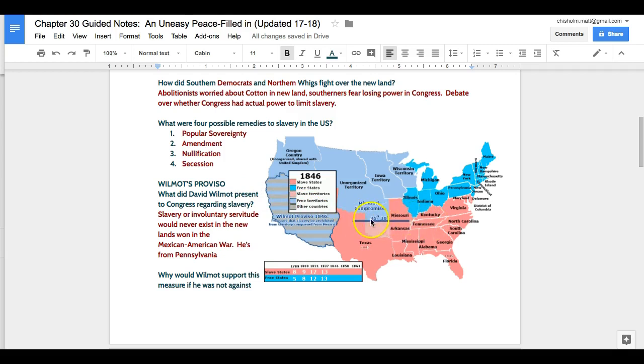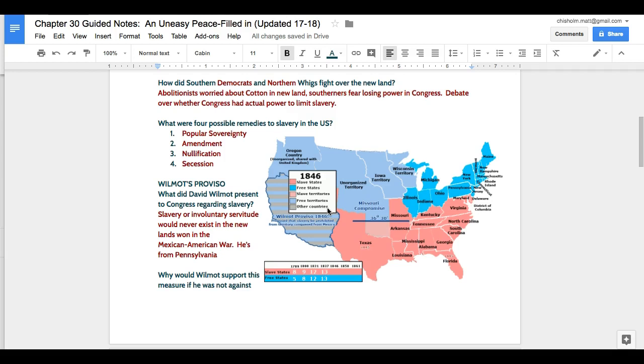Of course, here's the 36°30′ line, which was supposed to be the northern terminus of slavery. But as we can see, with Texas, it's crept a little bit above, and then the idea that it's supposed to go all the way out here, right? That seems like it's well above the 36°30′ line. So northern abolitionists are worried about that, and southerners fear losing power in Congress. So they don't want a bunch of free states being made out of this new territory. So the debate over whether Congress had the actual power to limit slavery is going to rage on and on. There is a precedent for that, though, okay, which we'll talk about in a minute.